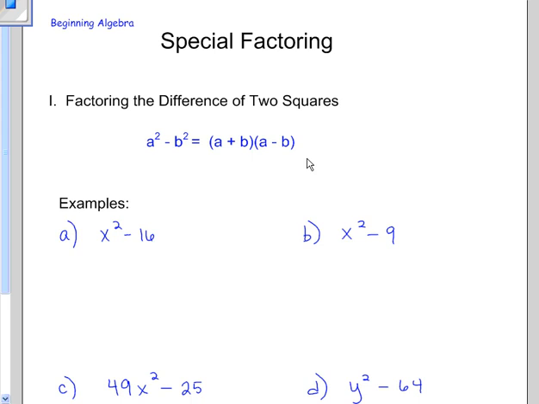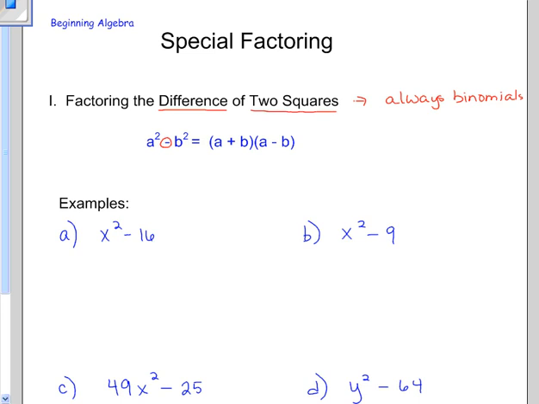Okay, when we're talking about the difference of two squares, these problems are always binomials, and it must always be a difference. Difference means subtraction, so you have to look for that in your problem. And it says difference of two squares.